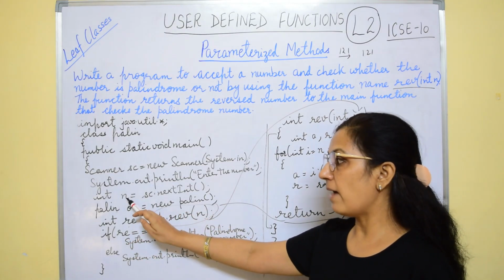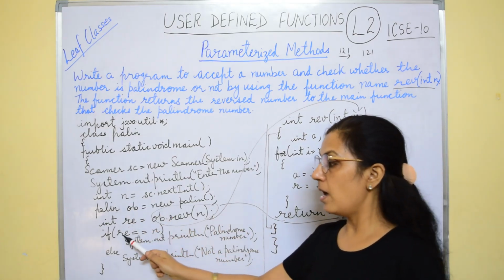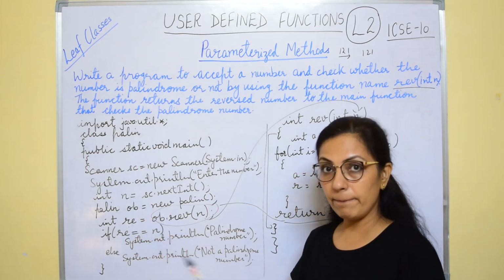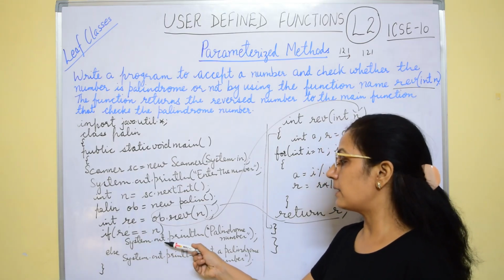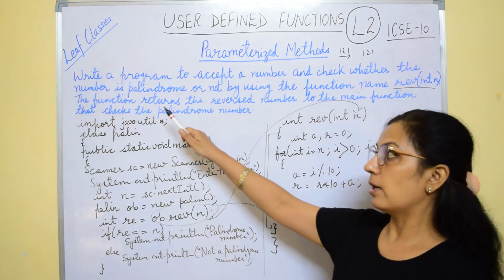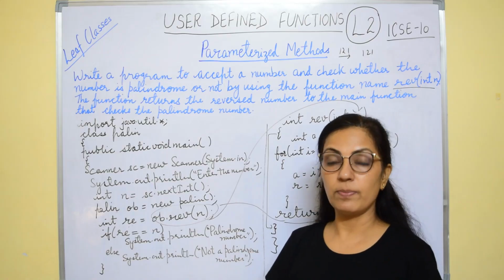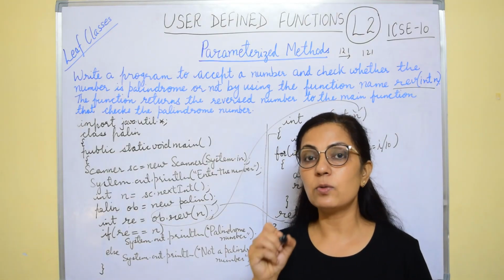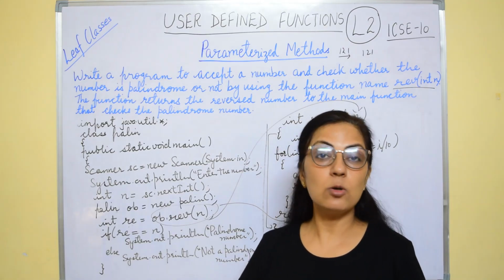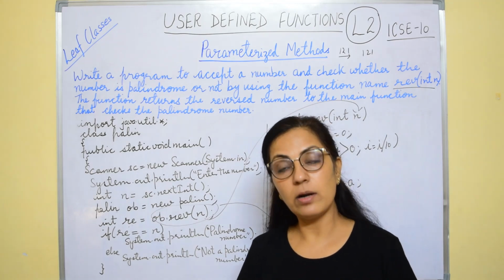Then the number we have entered is in n. re contains the reverse of the number. So now here we are checking if re is equal to n. We are comparing both the numbers and then printing it is a palindrome number, else it is not a palindrome number. So the question says returns the reverse of the number to the main function that checks the palindrome. So you have to go through the statement written in the question very properly, that the checking is done in the main function, and what value it is returning or not returning.